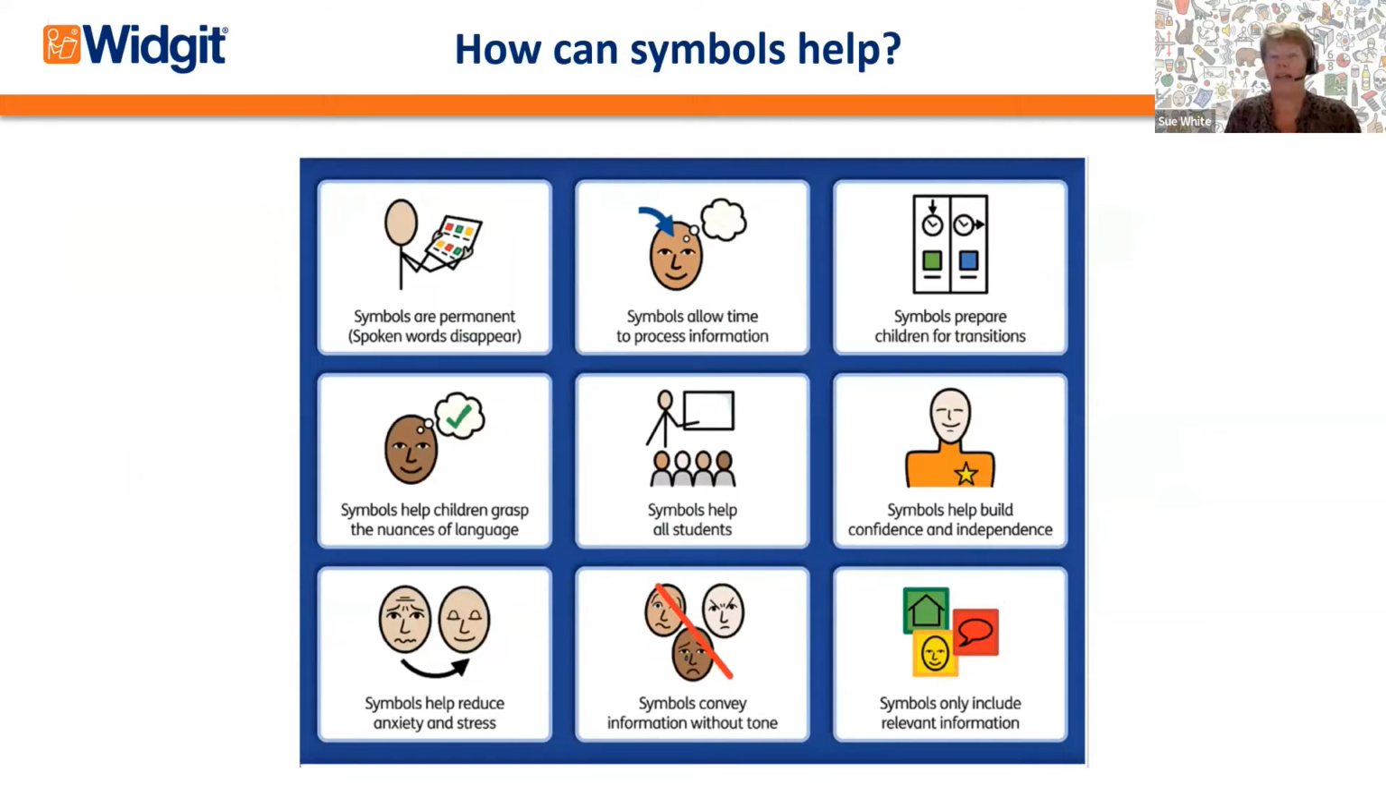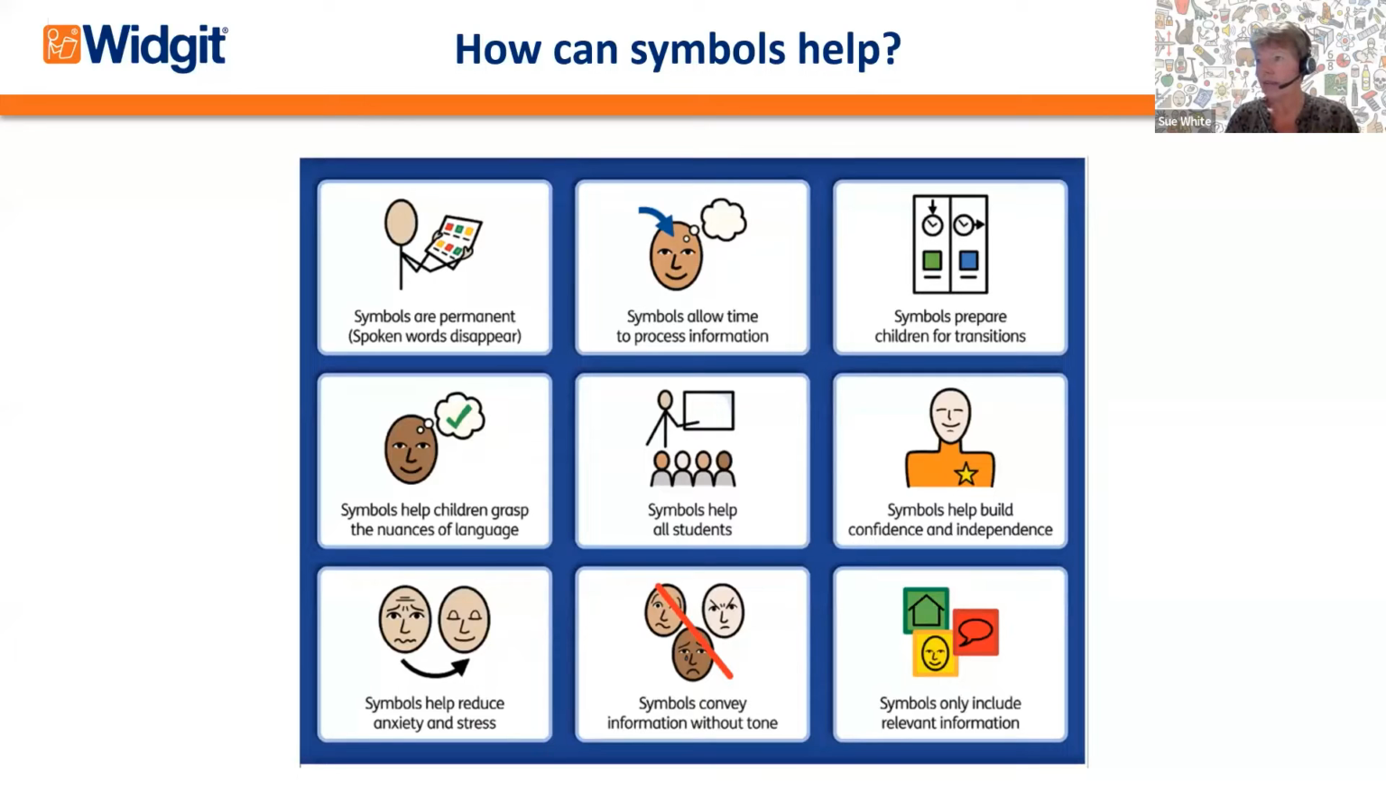So that's why visuals, why symbols. What about why symbols can help? How can they help? So this is just a little thing that we use, 9 reasons for using symbols. We've talked about a couple of those. So symbols are permanent, words are transitory, they don't disappear, and they only include relevant information. So we've talked about 2 of those, top left and bottom right. But let's just have a little explore of some of the others.